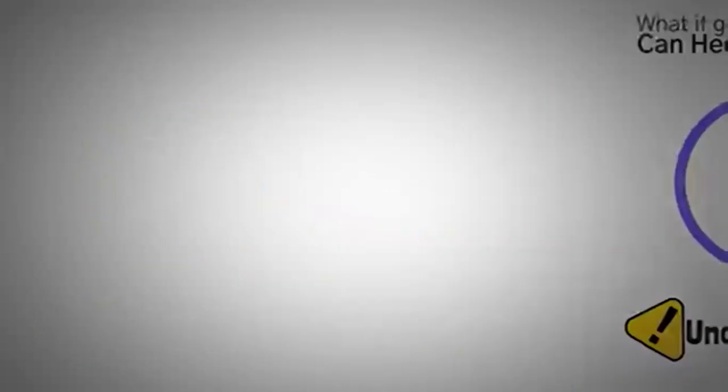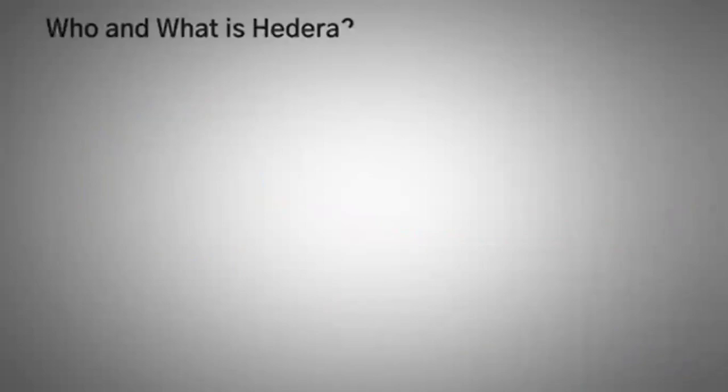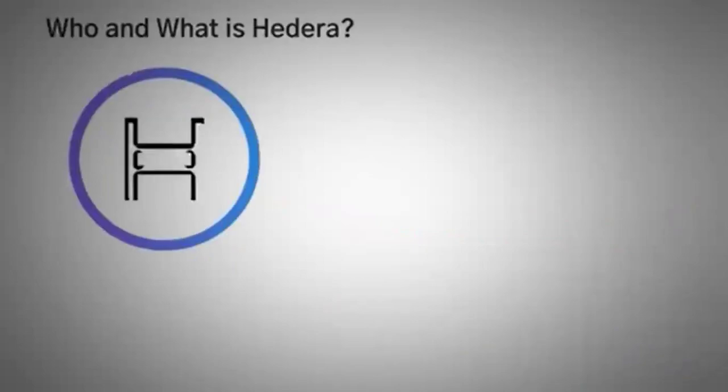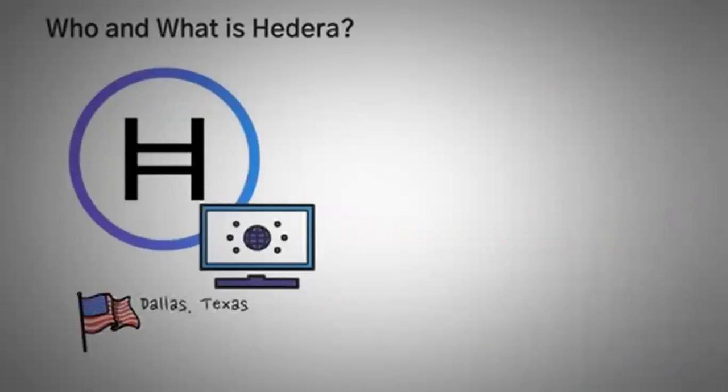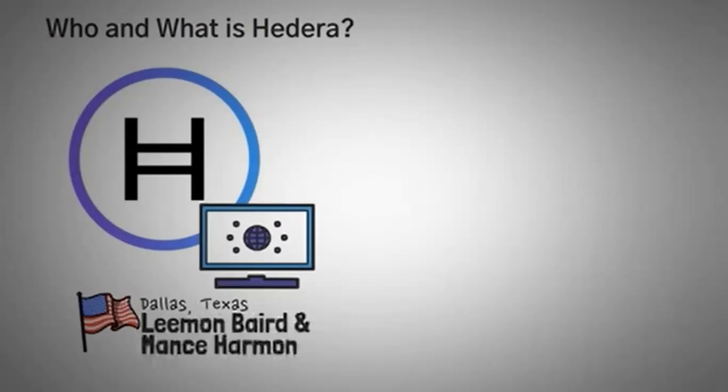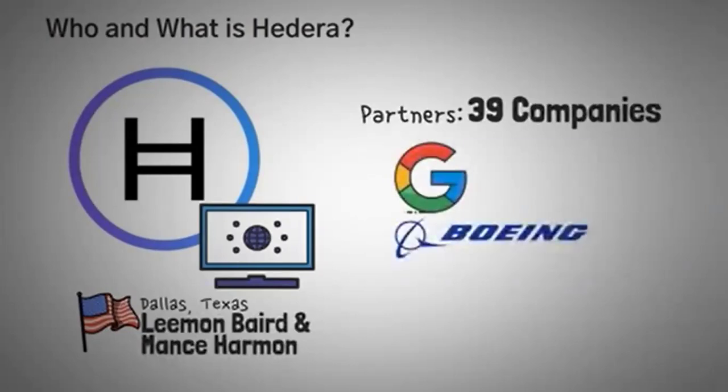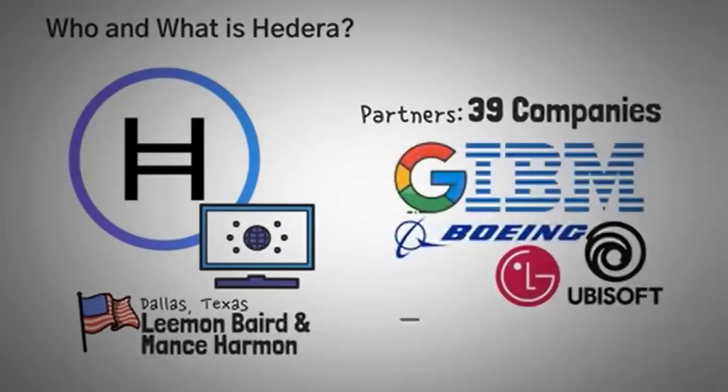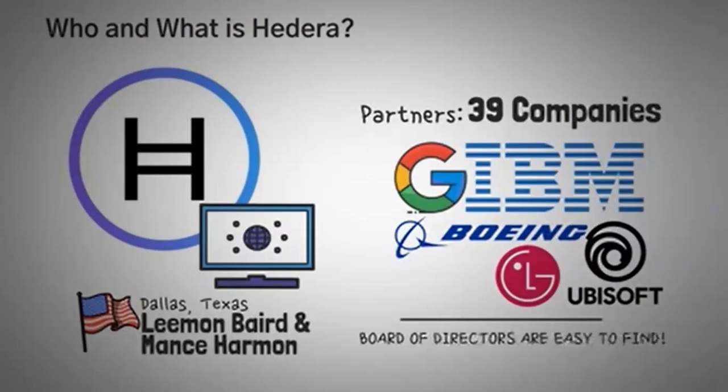Well, let's get into who is Hedera Hashgraph and what do they specifically do. So Hedera Hashgraph is actually a company based in Dallas, Texas, and founded by the inventor of the Hashgraph technology, Leemon Baird, and his business partner, Mance Harmon. Hedera is, like I mentioned earlier, technically owned by 39 entities, of which you might recognize some, like Google, Boeing, IBM, LG, and Ubisoft are just a few. Now, the board of directors and management team are all doxed, basically meaning that you can find out all kinds of information about them if you want to. They're not anonymous.